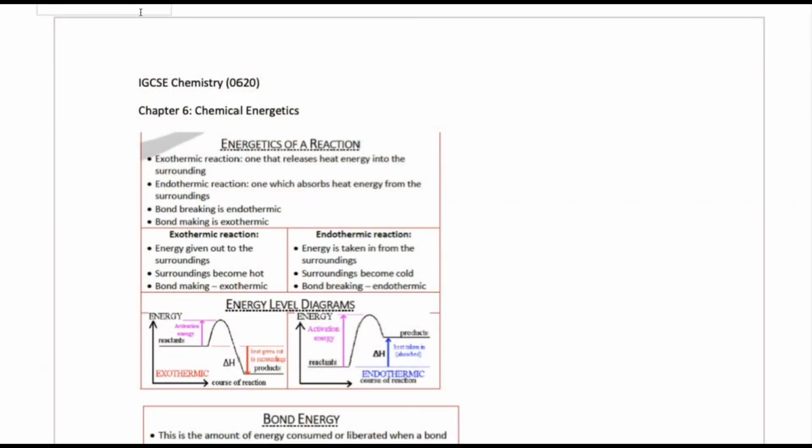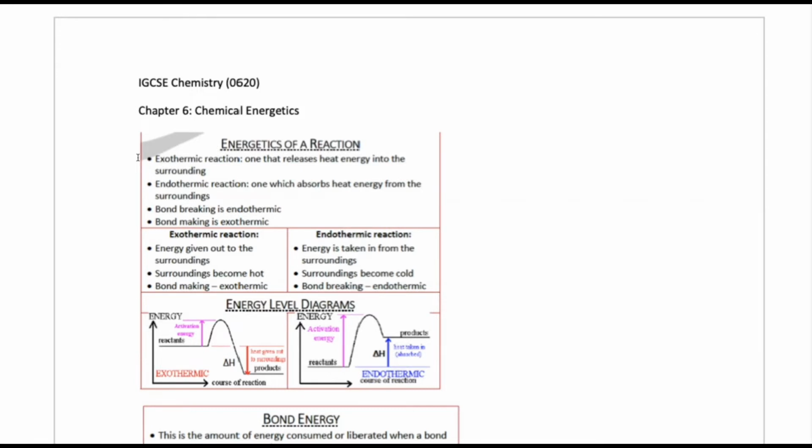Okay, so this is chapter 6, chemical energetics. Okay, so energetics of reactions. Then we talk about the energy, the heat energy of a chemical reaction. Okay, so the first point, exothermic reactions: one that releases heat energy into the surroundings.